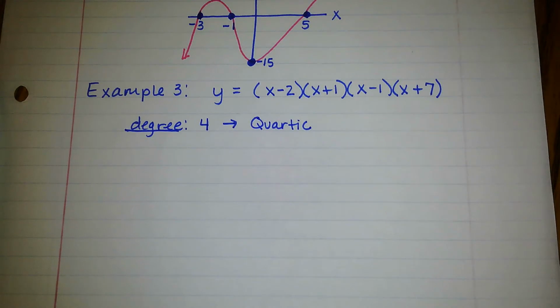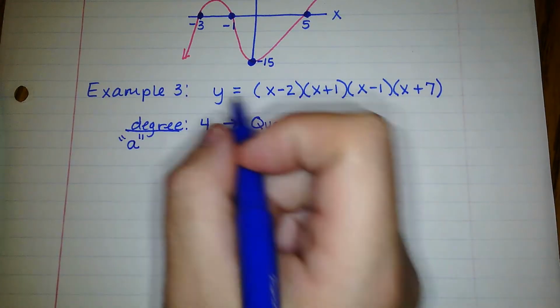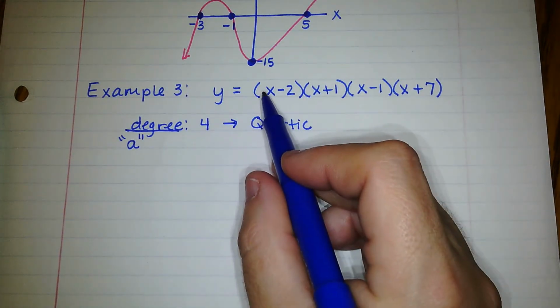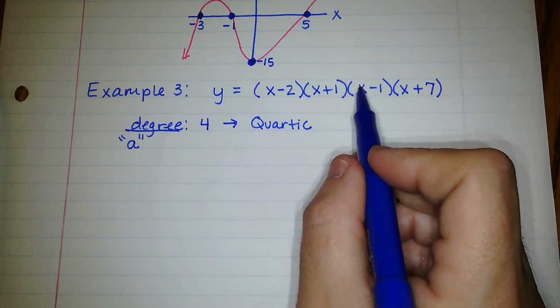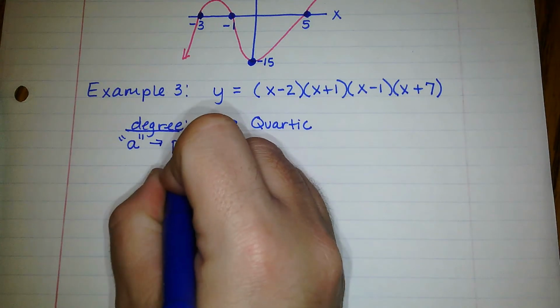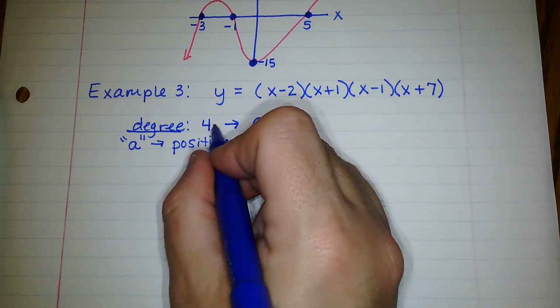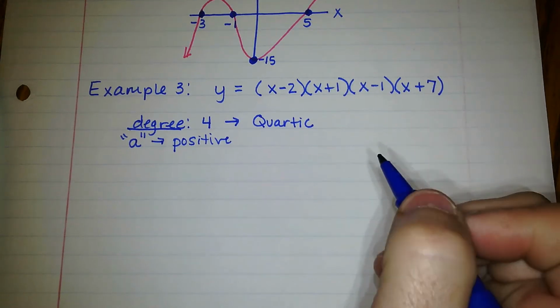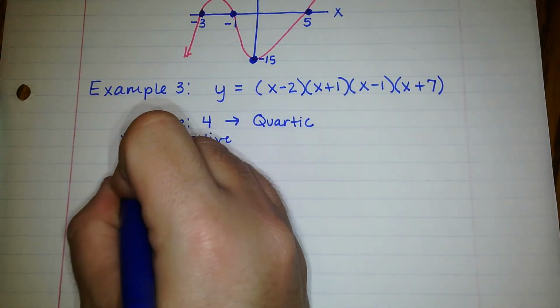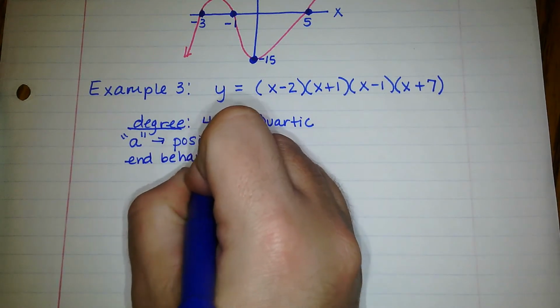So when we're doing quartics, you need to understand that the shape is a little bit different. We still need to figure out if our A is positive or not. So let's look and see. I've got a 1 times a 1 times a 1 times a 1. That's all positives, so our A is positive. Keep in mind that if we have an even degree, then our end behavior is going to be the same. So that's different than a cubic.